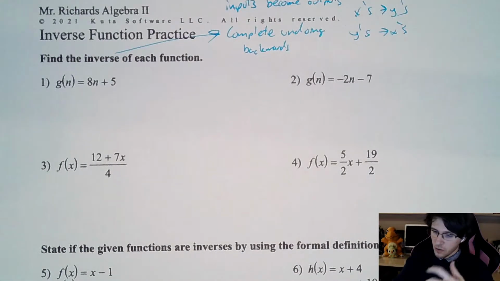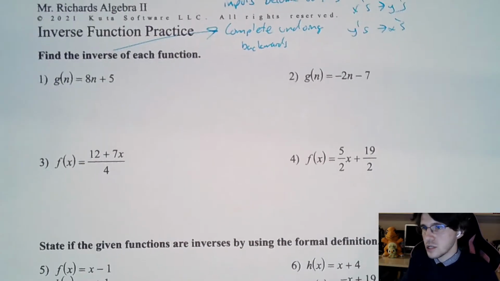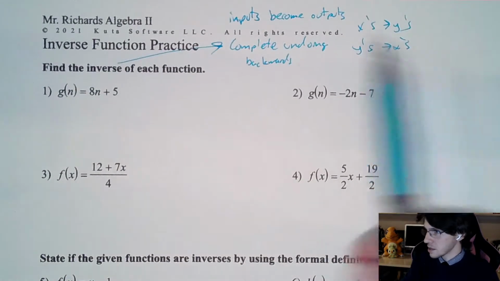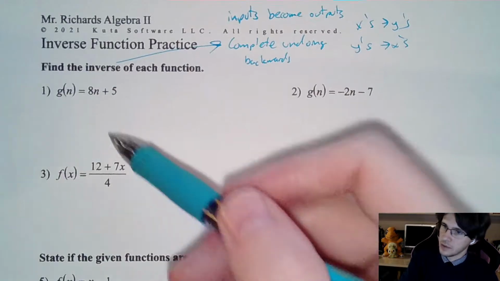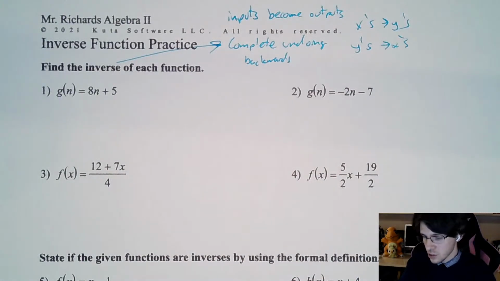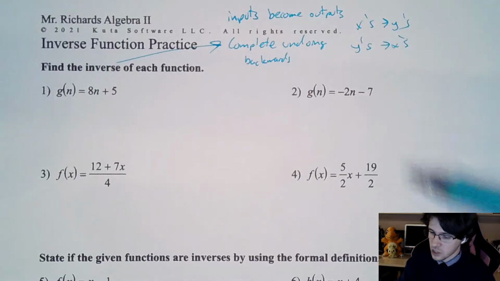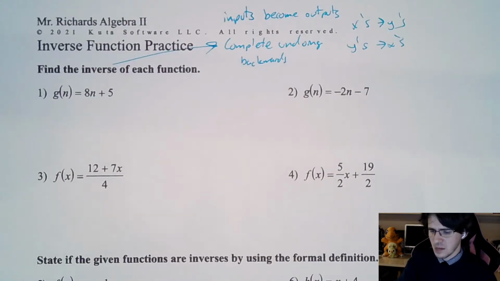However, while you're doing that, there are a few ways of doing these questions. Because it is the complete undoing or the going backwards, I'm going to do number one using the English version of this idea. And the odd ones, I'll do the English version, and the 2 and 4, I'll do the algebraic version. I'm not going to do the table version or the graphing version because I don't think those are best for video. Anyways, let's get going.